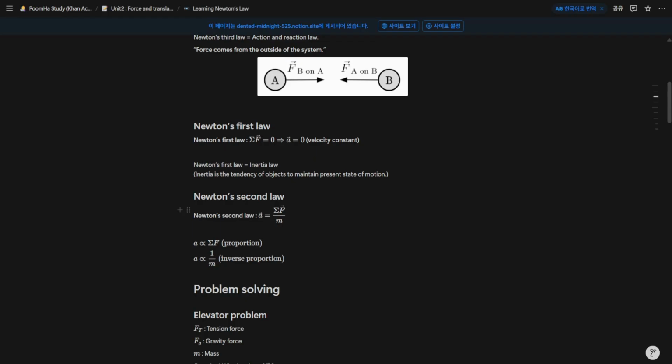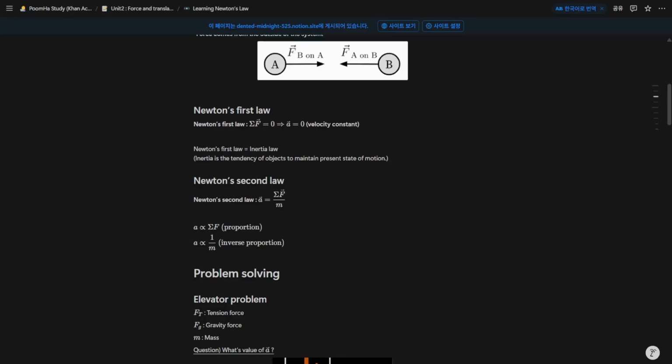The direction of acceleration is determined by the net force direction. The magnitude of acceleration is determined by the net force and the mass. Acceleration and net force are proportional. Acceleration and mass are inversely proportional. Okay, to practice using Newton's equations, let's solve some problems.